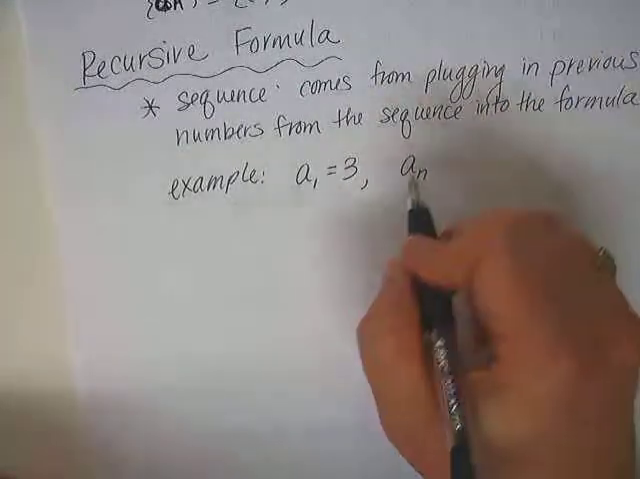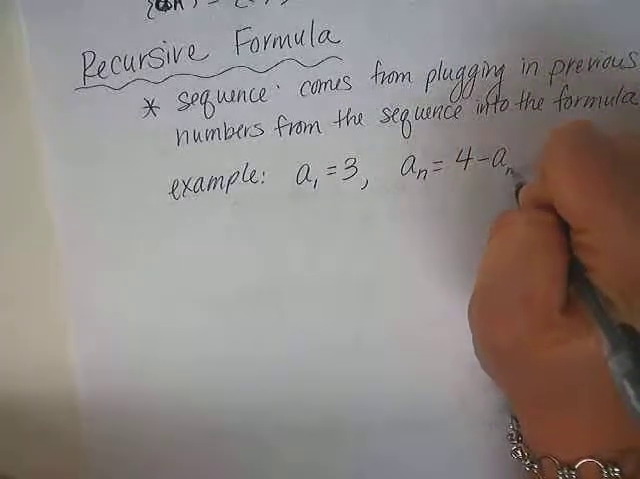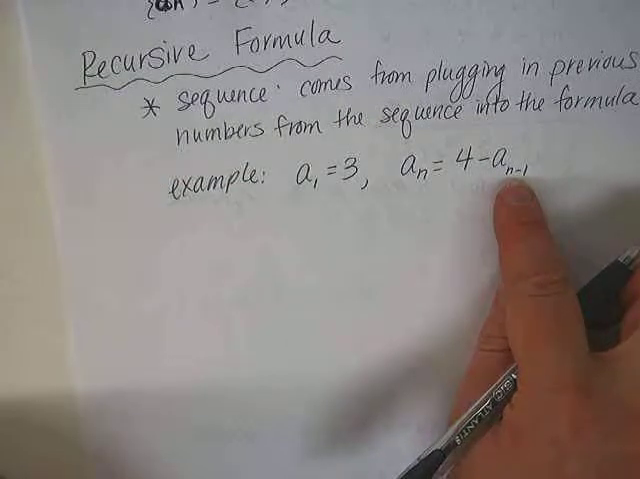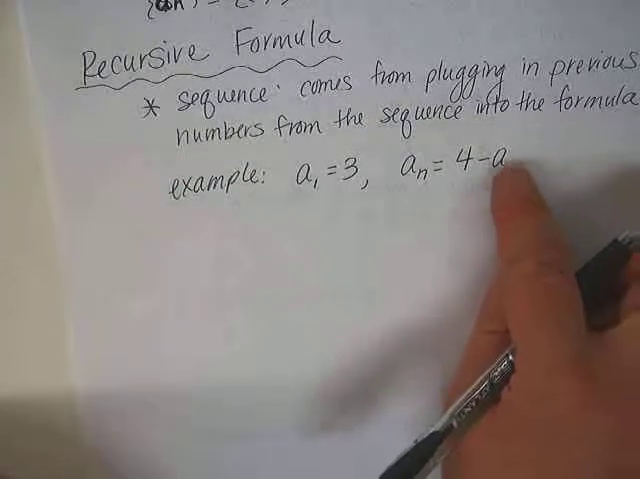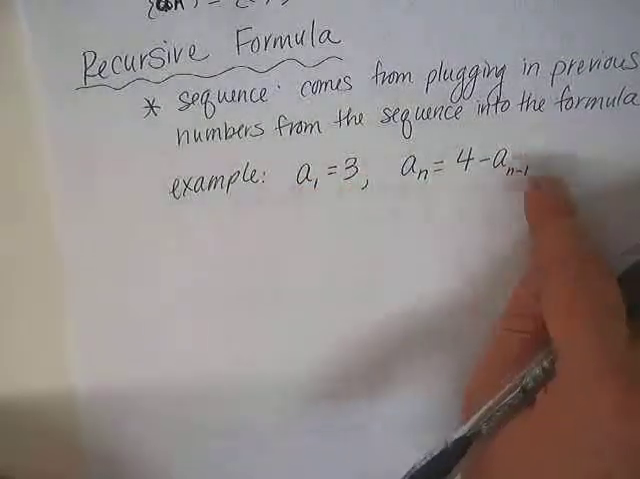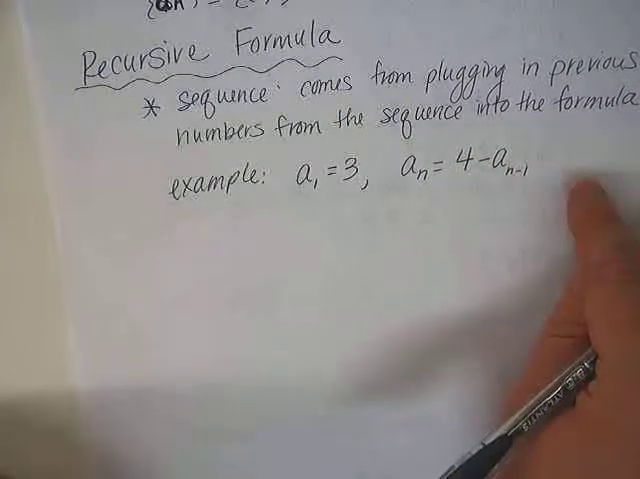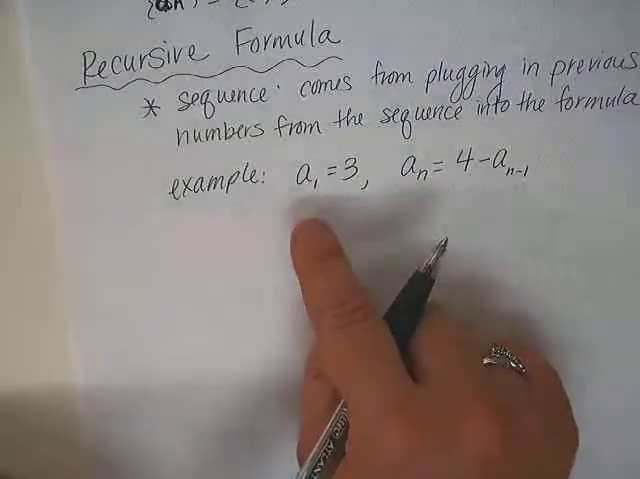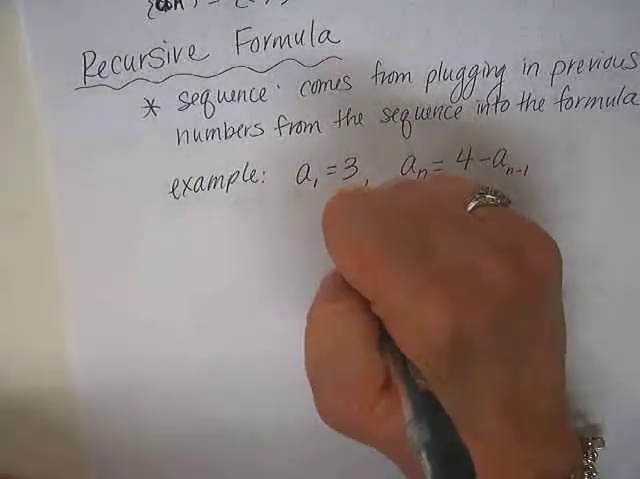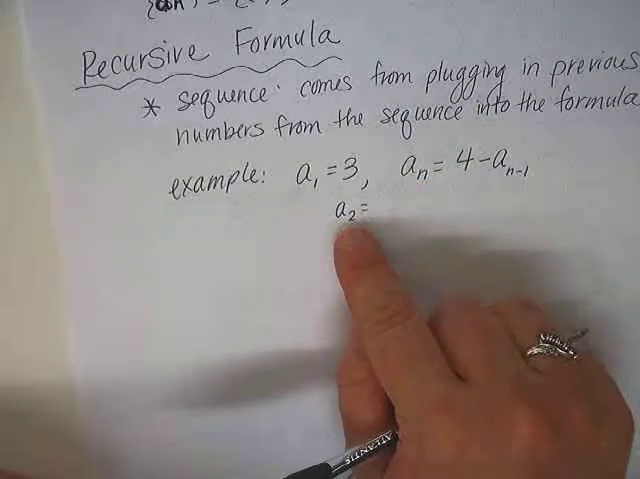Okay, let's do an example. Let's suppose that a sub 1, so that's our first term, equals 3. You have to have somewhere to start. And then all of the terms after that, a sub n, come from this recursive formula, 4 minus a sub n minus 1. Now remember what I was saying earlier about this being an index. This does not mean that that's actually part of the problem, to subtract 1. This is telling us which a value we are looking at and plugging in here. This is a variable that keeps changing as we go up through the sequence.